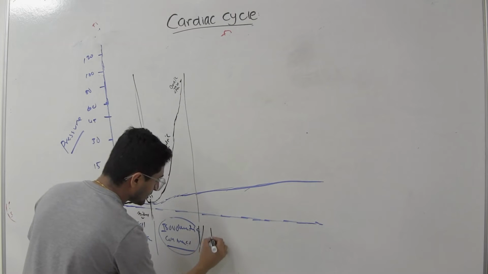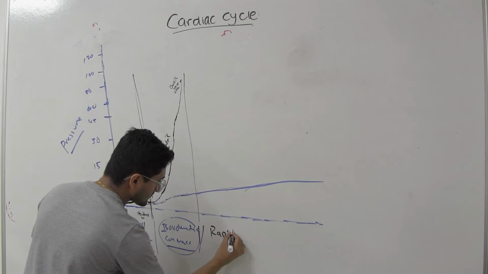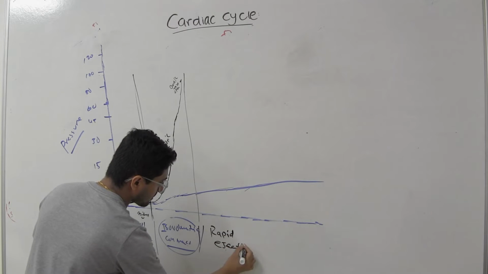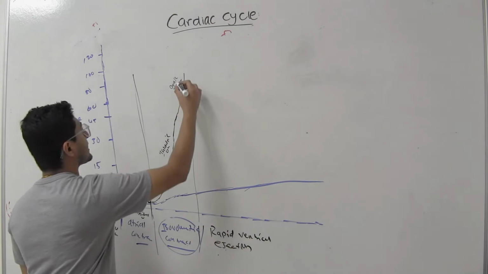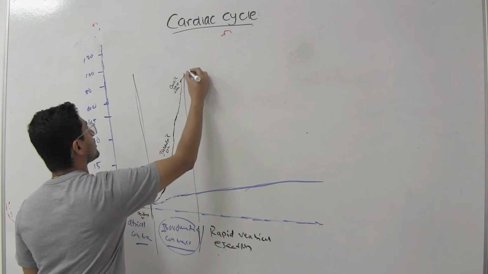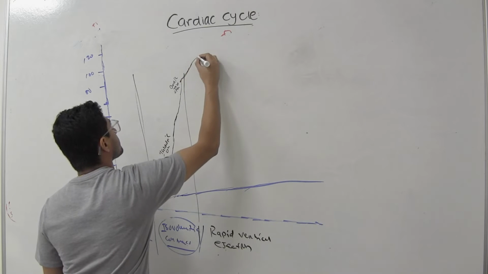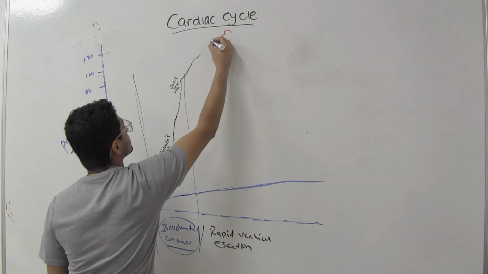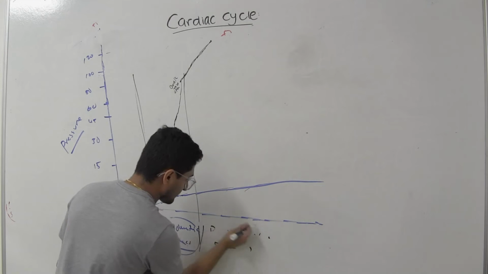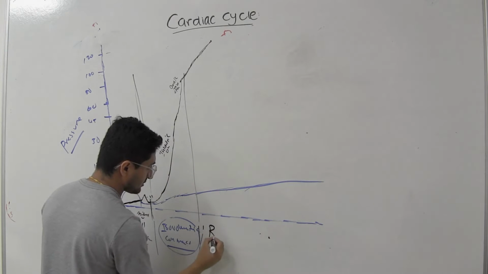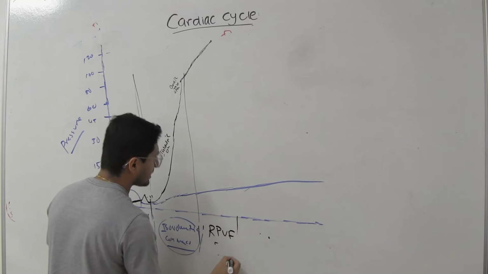The next one is the rapid ventricular ejection phase. Because of that, the pressure keeps going up, all the way up to 120. Then comes the rapid passive ventricular filling, and all the way down.